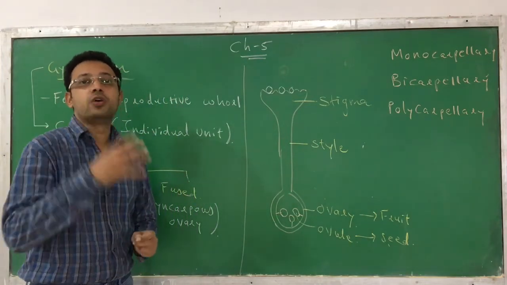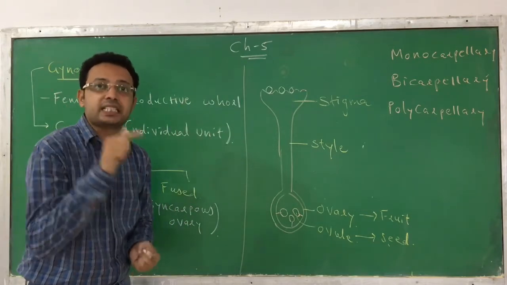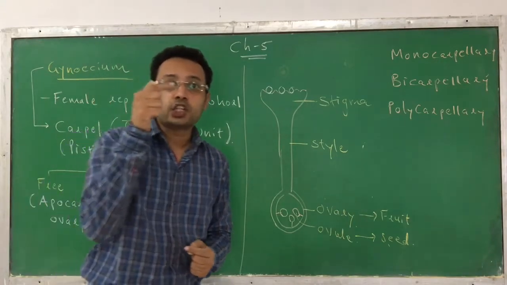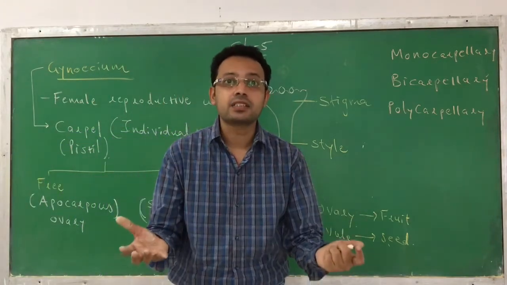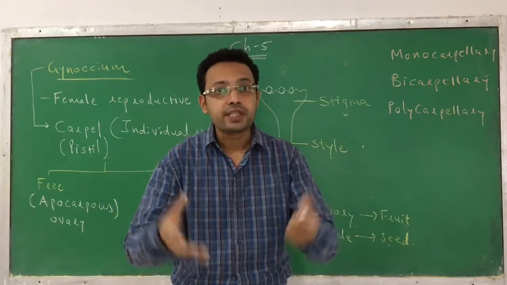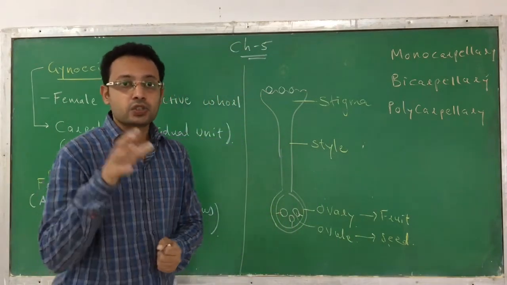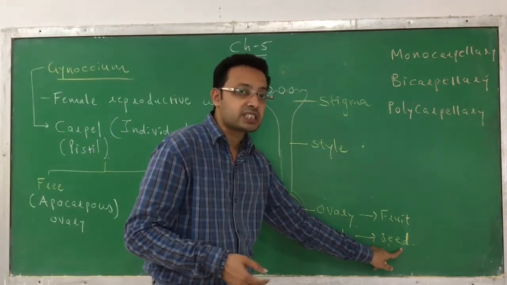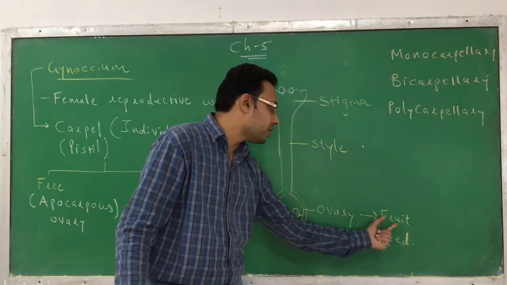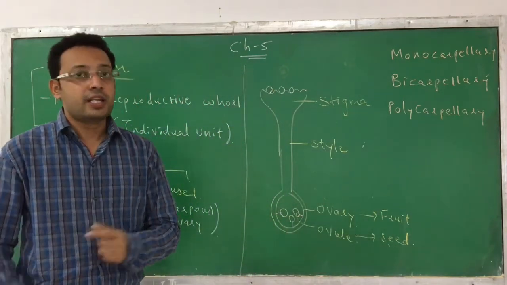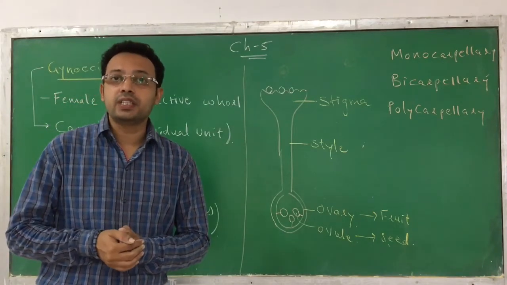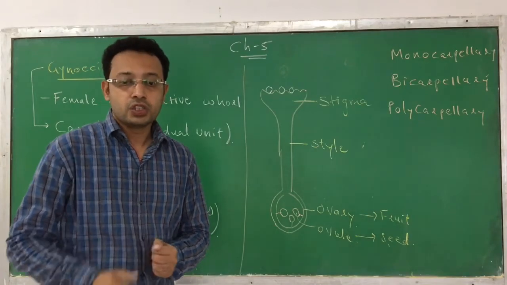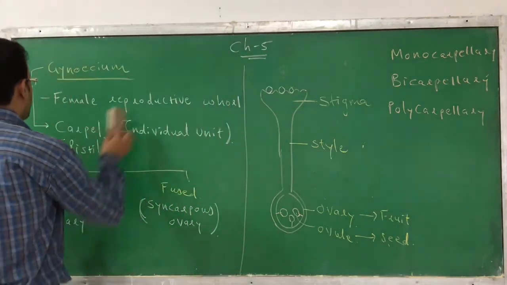Like if you see, the mango has 1 seed. That indicates it has only 1 ovule within its ovary. But if you see a tomato, the tomato has many seeds. That means it has many ovules within that ovary. Clear? So this is the difference in the number of ovules, because the ovule ultimately converts into a seed after fertilization, and the ovary converts into a fruit. Now let us see how these ovules are arranged within an ovary. Different kinds of arrangement of ovules within an ovary can be found.